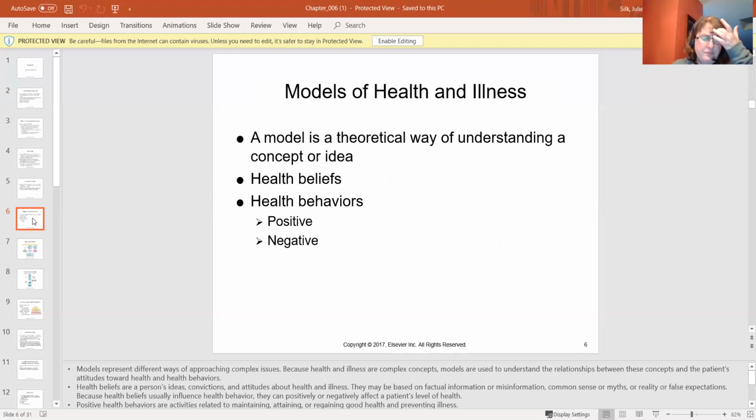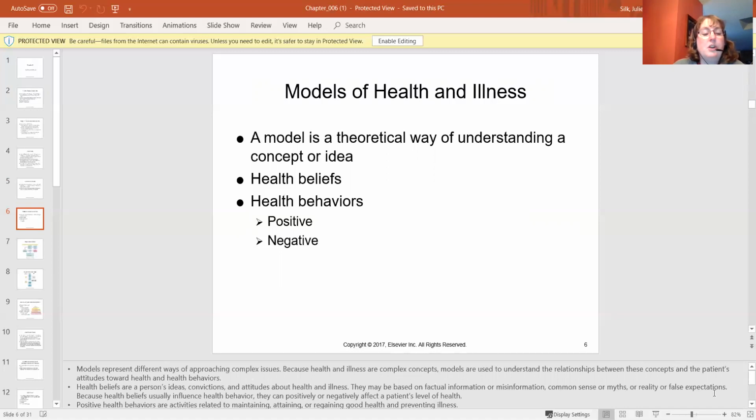So then this starts getting into a little bit about models of health and illness. A model is just a theoretical way of understanding a concept or idea. There are health belief models and then health behavior models. Health beliefs are a person's ideas, convictions, and attitudes about health and illness. They may be based on factual information or sometimes misinformation, common sense or myths, or reality or even false expectations. Because health beliefs usually influence health behavior, they can positively or negatively affect a patient's level of health.